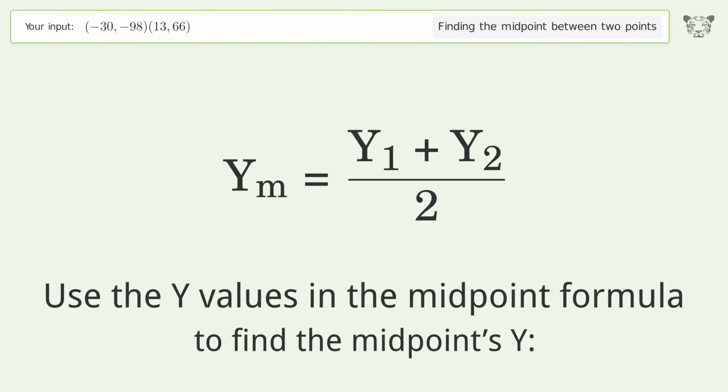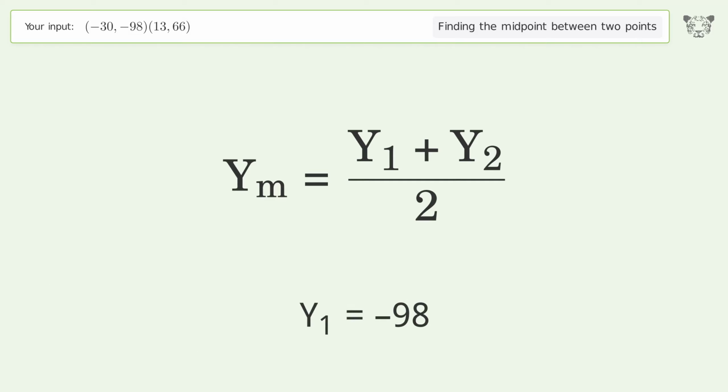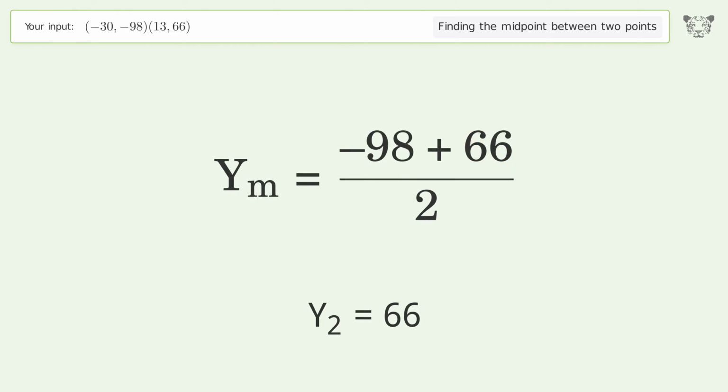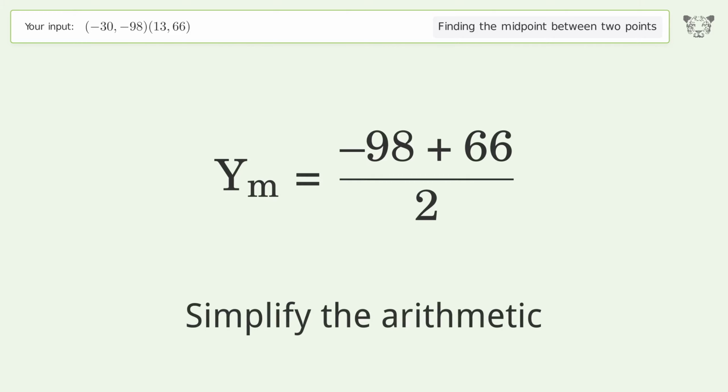Use the y values in the midpoint formula to find the midpoint's y. y1 equals negative 98. y2 equals 66. Simplify the arithmetic.